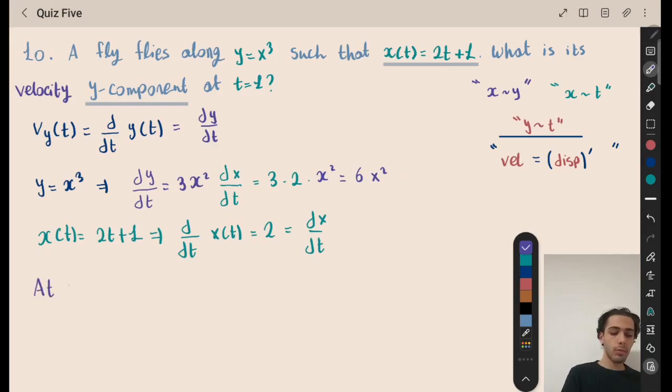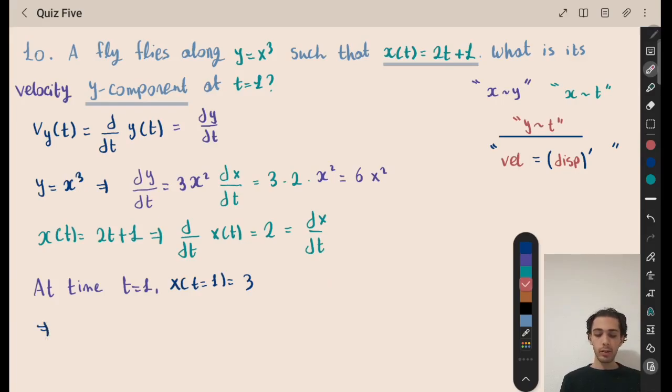Now at time t equal to 1, what is x? Because we know y, but we need to find something in x. And for this, in this case, if t is 1, then x of t equal to 1 is equal to 2 times 1 plus 1. So it's 3. We're getting really close to the solution.